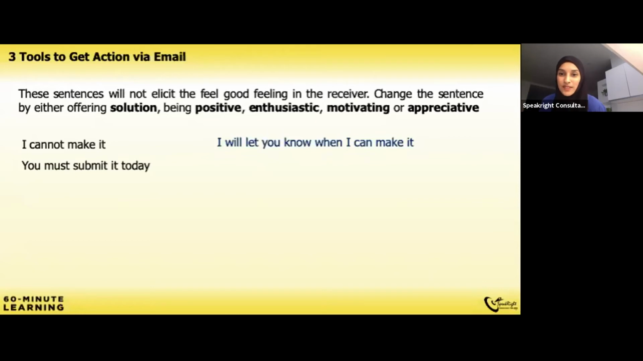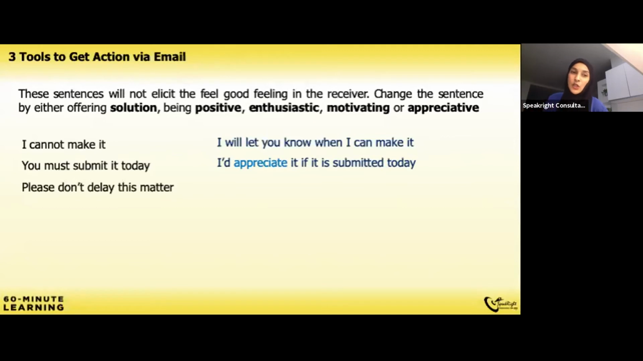It would be great if you can submit it by today. Excellent, Lin. Yes, right. Or I would appreciate it if it is submitted today. All right, both of you are doing really great. Next, please don't delay this matter. Oh my goodness, I think we have seen this many times in our email or even in our conversations, right? How can we change this?